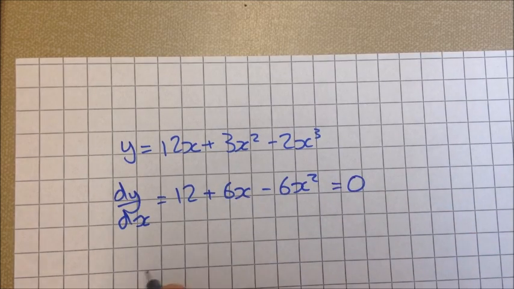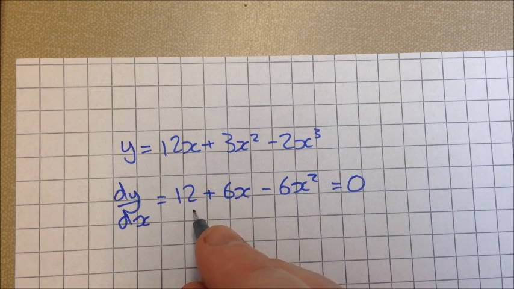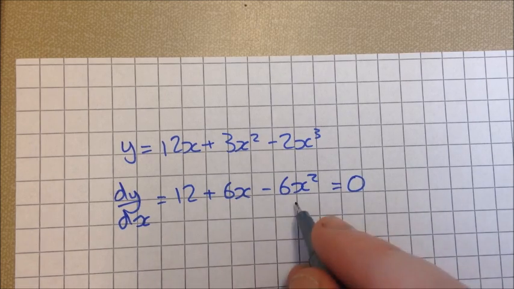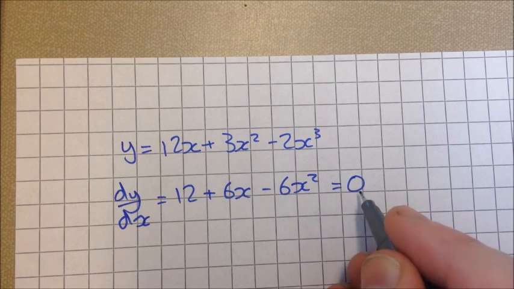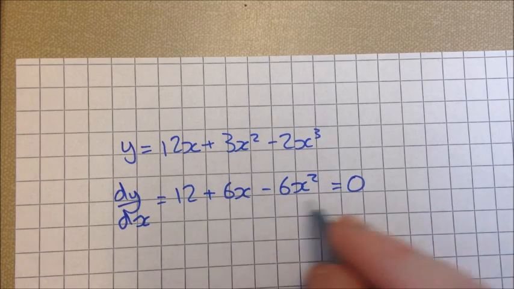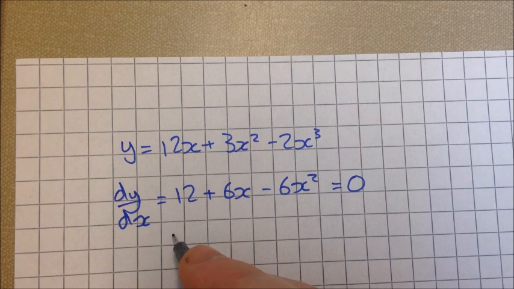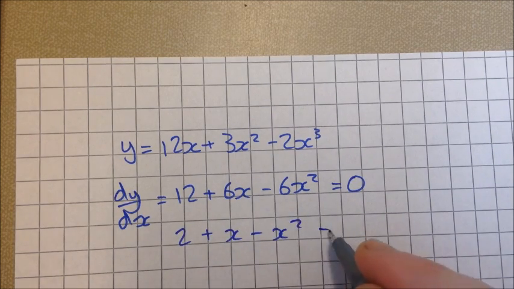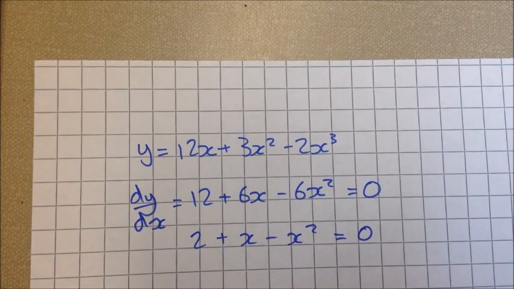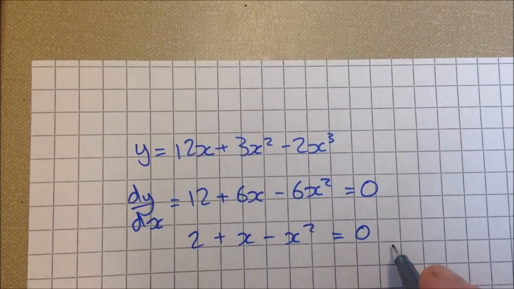Now this is a quadratic, so I'm going to make it a little bit simpler by dividing everything by 6. I can do that because if I've got an equation where it equals 0, so if I divide 0 by 6, then this equation stays the same. So 2 plus x take away x squared equals 0. Nothing has happened to this because I've done everything to every term.